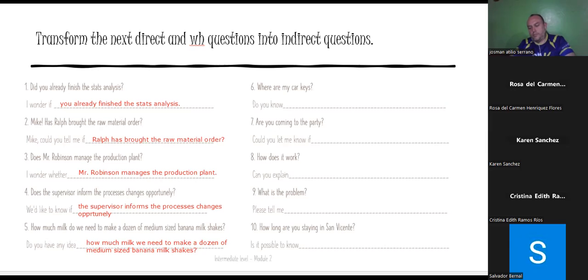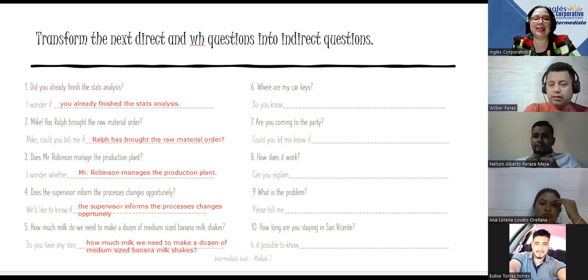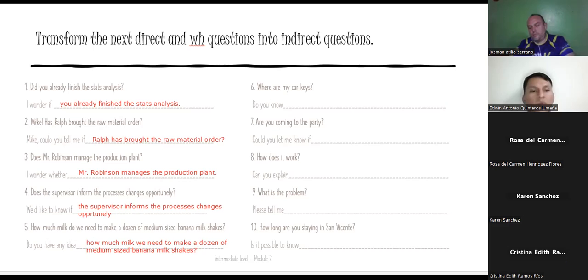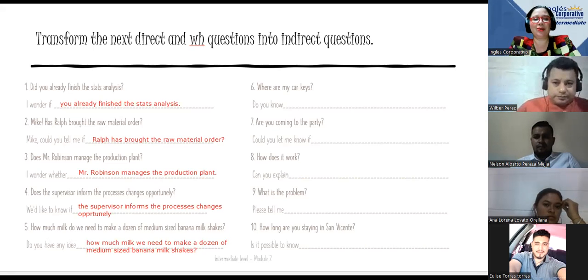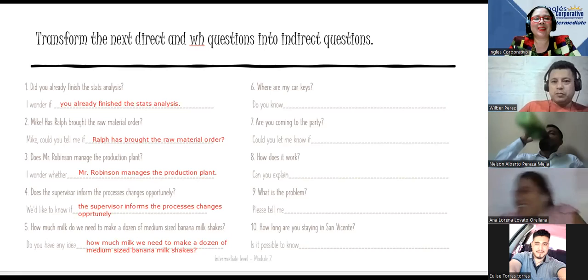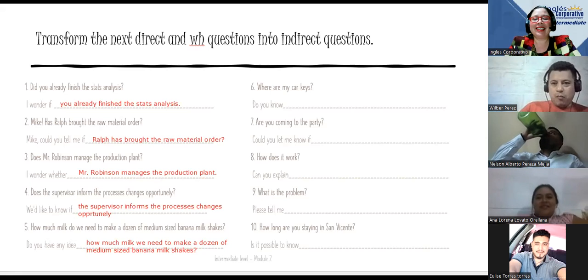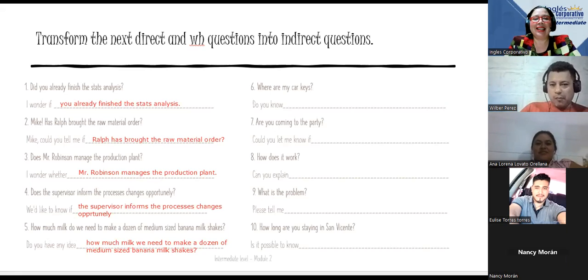Hey, pero comenten entre ustedes, pregúntense, ármenla, abran su micrófono. Están muy calladitos, chicos. A ver, todos, aunque sea sacando la lengua así. Ok, vamos. Do you know where my car keys are?